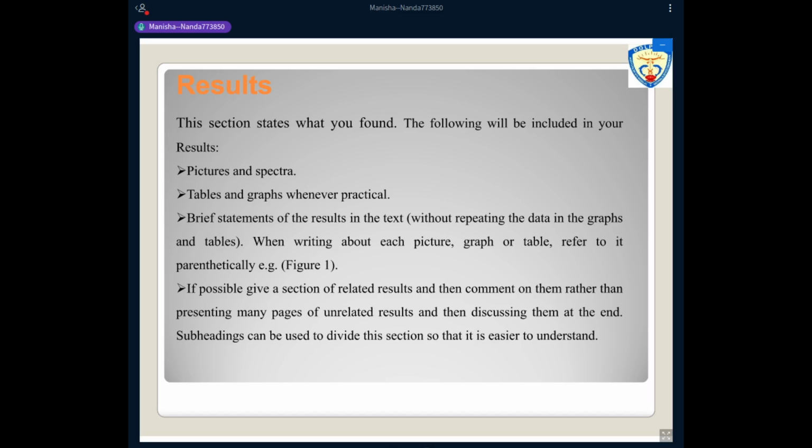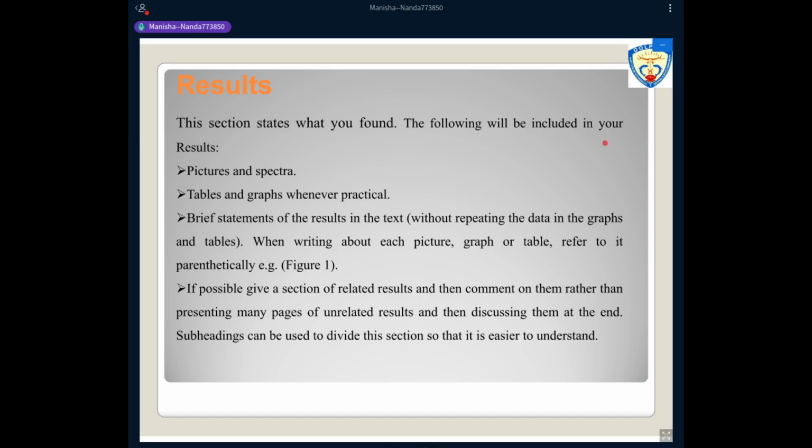Because you must have planned your research methods accordingly: what experiment you are going to do first, what next, and then what next. So in the same way, say for example, the results of experiment number 2 might be dependent on the results of experiment number 1. So they should be properly mentioned, and you should write them in accordance with your materials and methods. So this section states what you actually found.